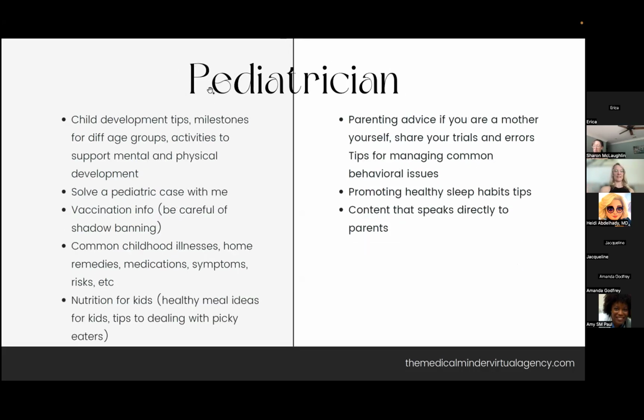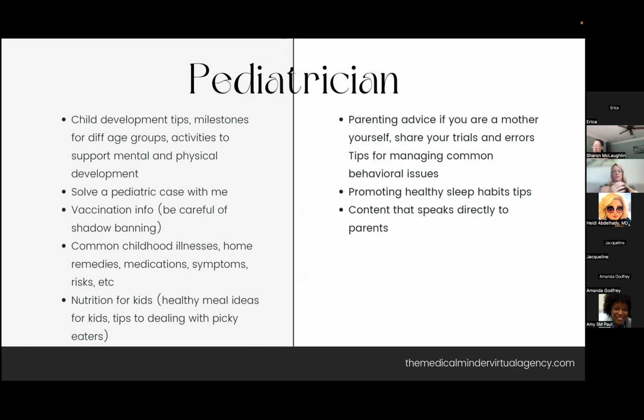Pediatricians are so great because you not only speak to the kids who are old enough to be on social media, but you are mainly speaking to the parents. And parents want to learn as much as they can to be the best parent. So pediatricians always create content for parents too. Child development tips, milestones, activities that support mental and physical development. Solving pediatric cases with me has been so successful for the pediatric rheumatologists that I'm helping. They have loved that, and the parents can visually see and be educated around some things, especially if they're new parents.